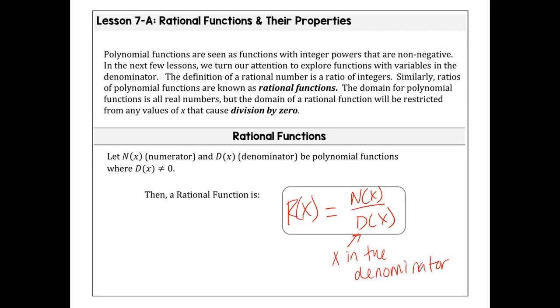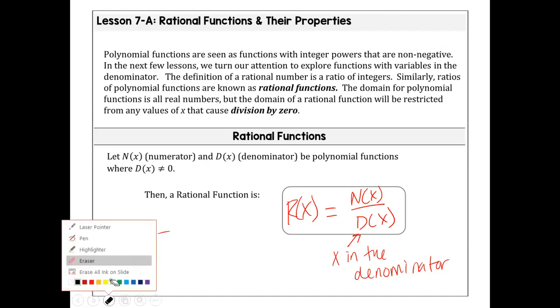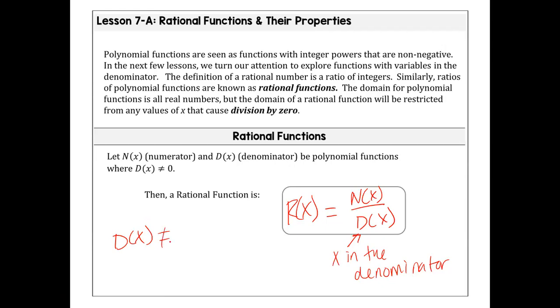Because of this, we have restrictions on our denominator, right? What is the number one restriction on our denominator? It can't be negative. Not negative. That's radicals. Right, it's going to be, someone said it, zero. D of X cannot equal zero.